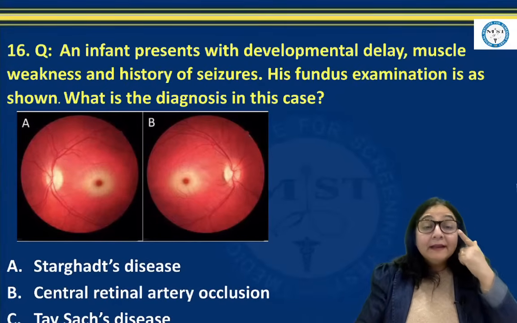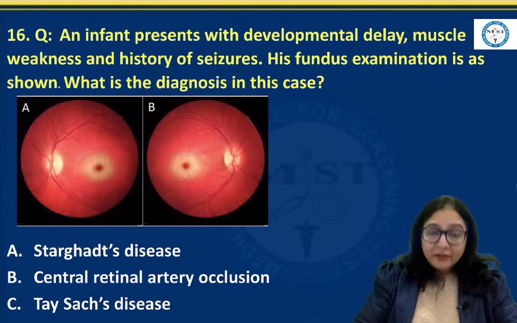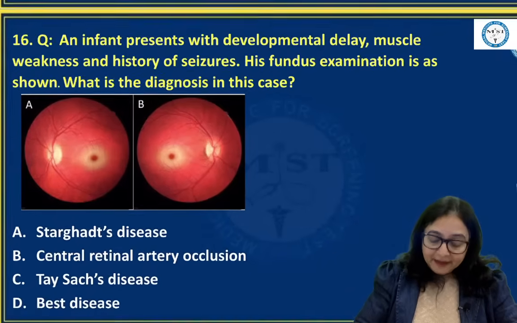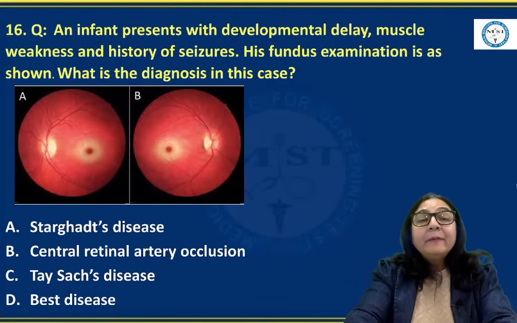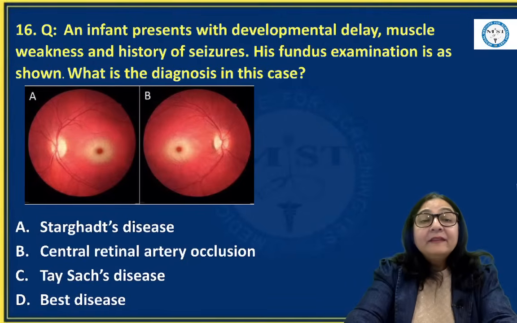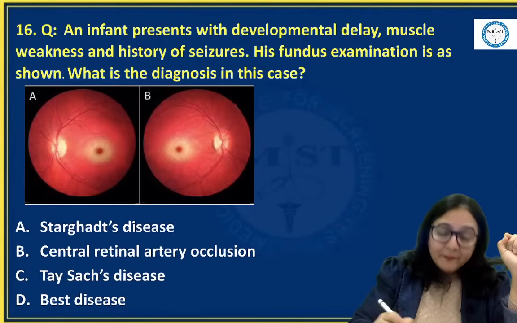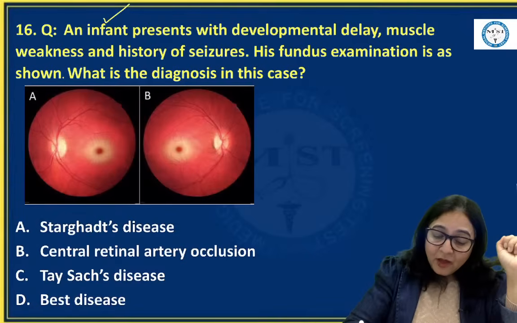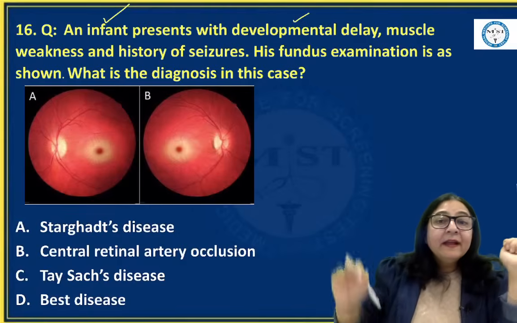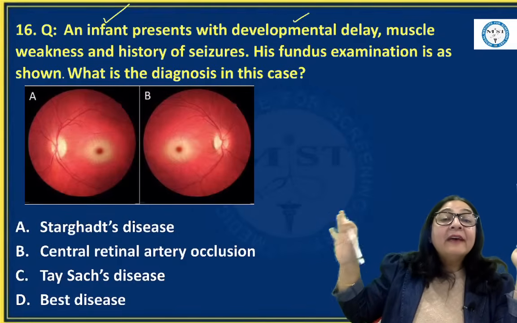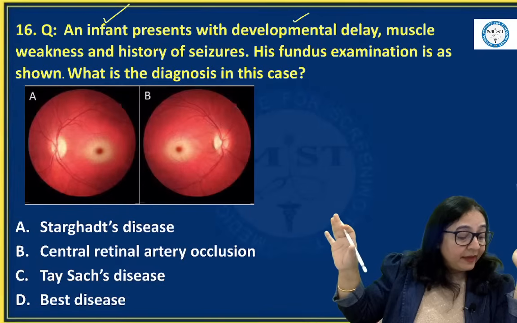So this is again a clinical case scenario question with a fundus image here. The question is, an infant presents with developmental delay, muscle weakness and history of seizures. So it's a small baby, an infant, having developmental delay, muscle weakness and history of seizures. The fundus examination is as shown here. What is the diagnosis?